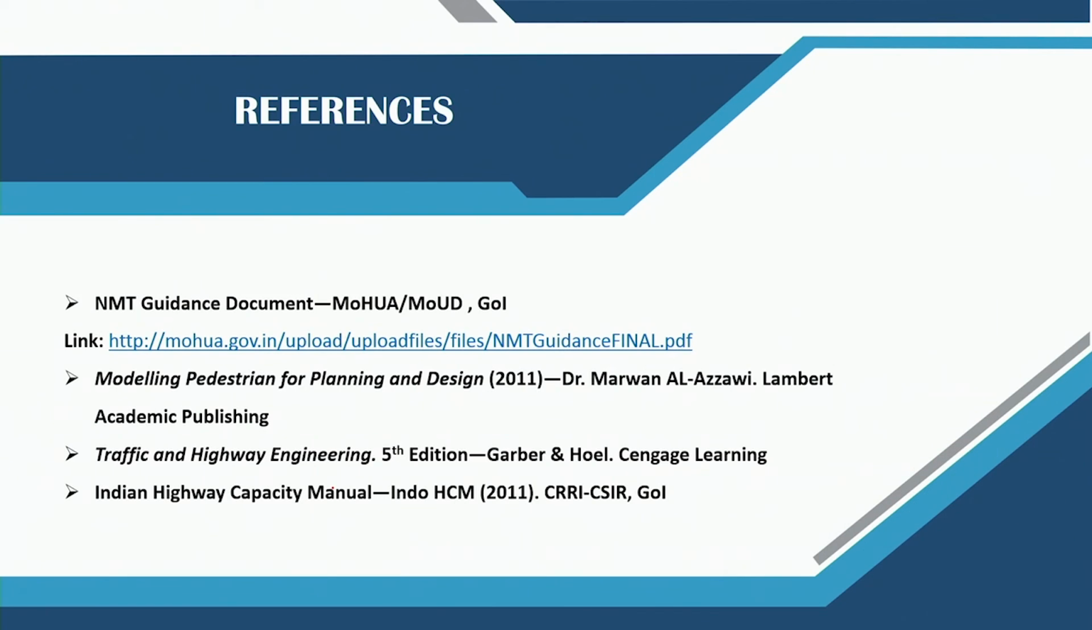Again, these are the references that are available to you. Most of it was taken from the NMT guidance document, but the example problems were also taken from Indo-HCM as well as a textbook on traffic and highway engineering by Garber and Hoel.